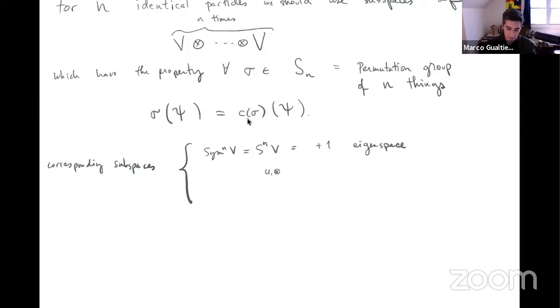So what you could do is take a state in this fictitious, ordered, tensor product, and we could average over S_n. What we could do is just take a sum for all permutations, and what we do is we just permute the indices.